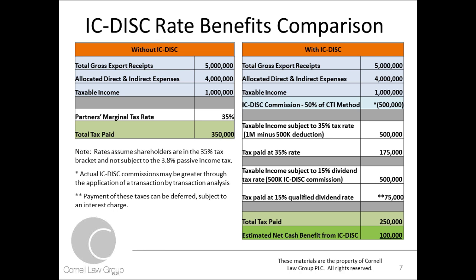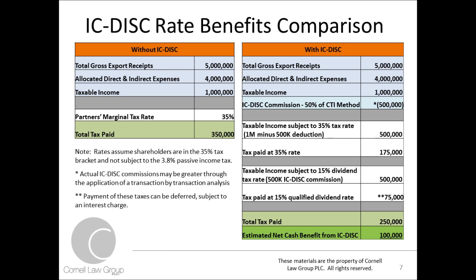So this next slide just puts some numbers to these concepts. On the left, you can see a business operating without an IC DISC. Total gross receipts from selling export property are $5 million, and when we allocate all the deductions and expenses to those, they are $4 million, so we end up with taxable income from exports of $1 million. This is a pass-through business, so we're assuming that the partners have a marginal tax rate of 35%. Now, that's not the highest rate anymore. But just for the sake of this example, we'll assume a tax rate of 35%. So that would leave total tax paid by the partners in this business, or the owners, of $350,000.